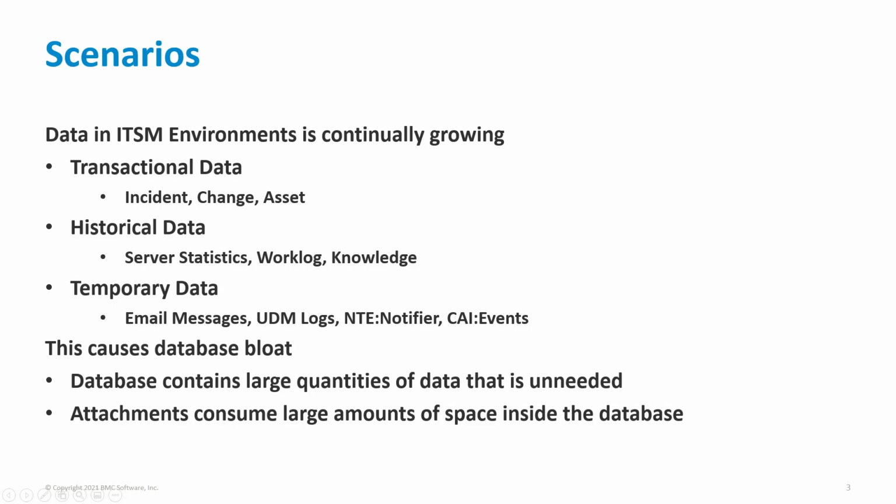Now, some of this temporary data can be handled in other ways. For example, CAI events has an escalation that can come through and prune some of the data out of it. Email messages can be set up so that you delete notifications as soon as they get sent out. So in some cases, there are other ways to either help or to completely get rid of the extra data. But in other cases, you still may want to look at temporary data as something that you need to manage. So all this data that's growing over time can cause database bloat.